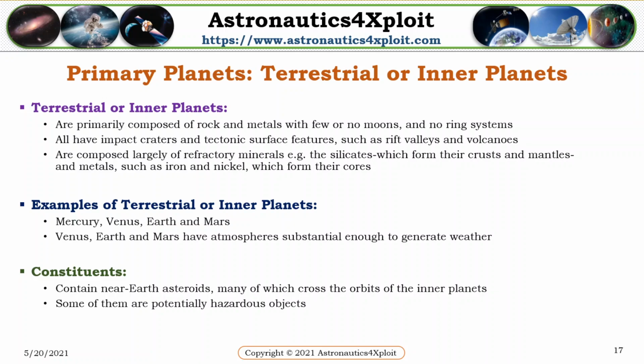Venus, Earth, and Mars have atmospheres substantial enough for them to generate weather. The constituents are near-Earth asteroids, many of which cross the orbits of the inner planets. Some of them are potentially hazardous objects.